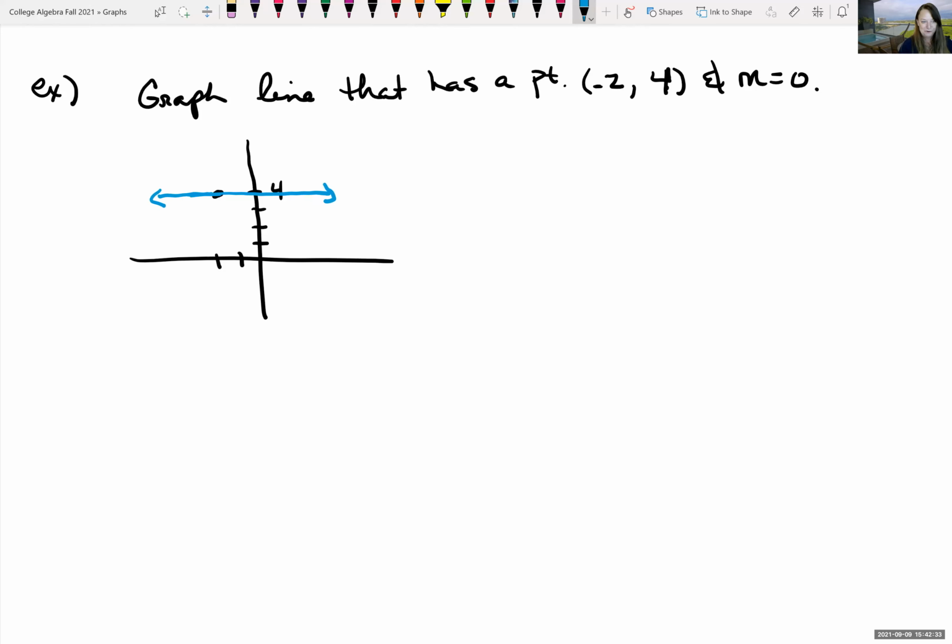We should be able to go further and give the equation of this line. And horizontal lines were always in the form of y equals the constant that the horizontal line is going through. In this case it is 4.